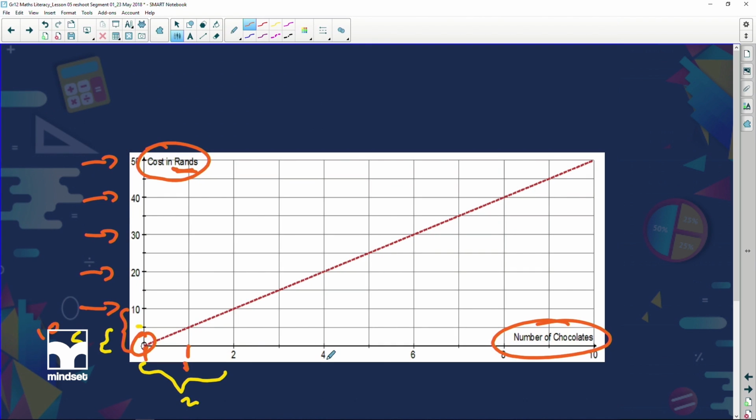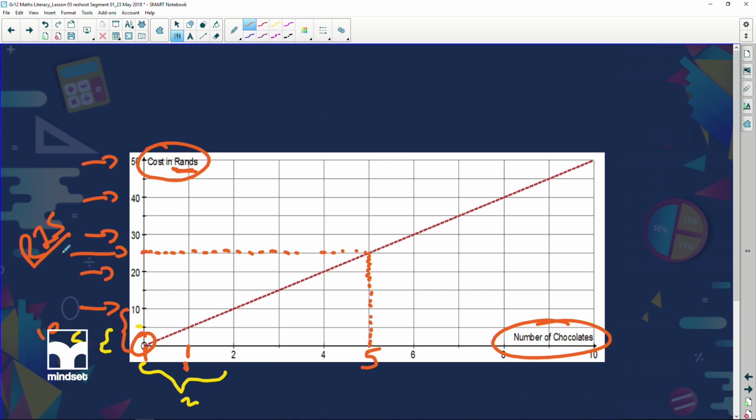Well, the first thing I've got to do is find 5 chocolates. So find the number 5 on my horizontal axis. I've got 1, 2, 3, 4, and so this one here must be my number 5. And what we're going to do is follow that line all the way up until I hit my graph, and then draw a line horizontally across. And you can see that 5 chocolates is going to cost me 25 Rand.